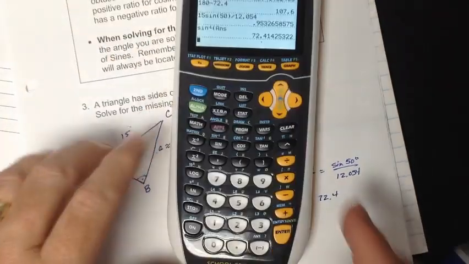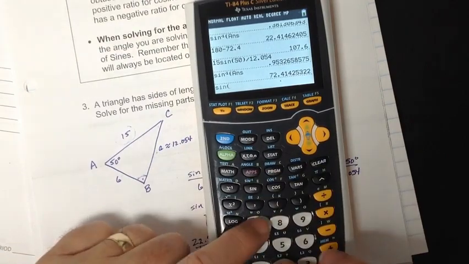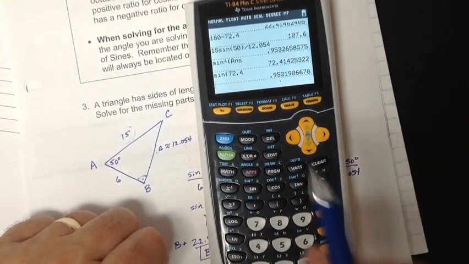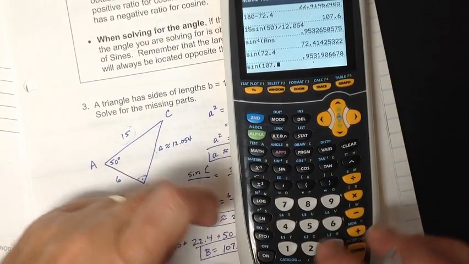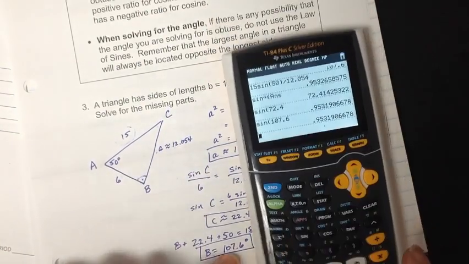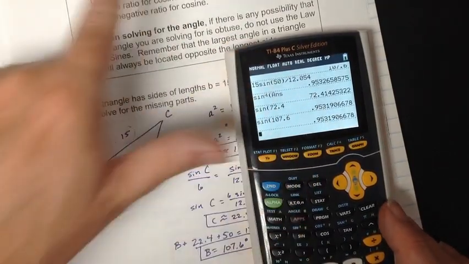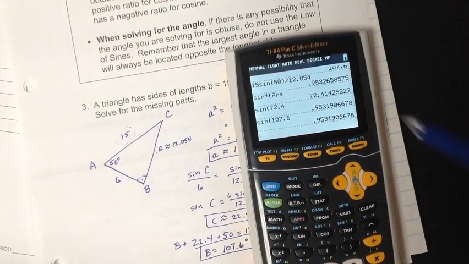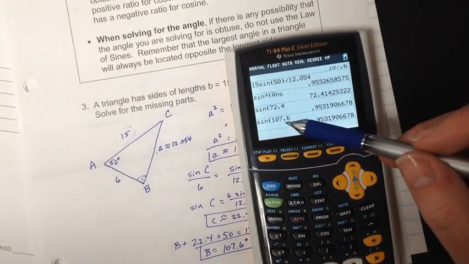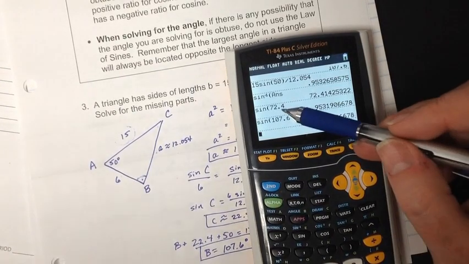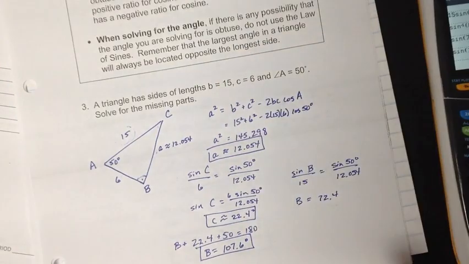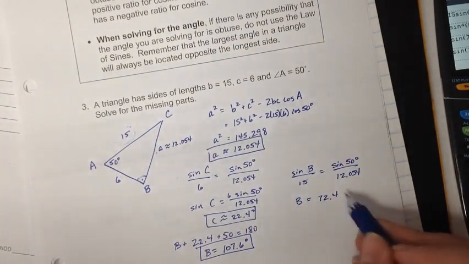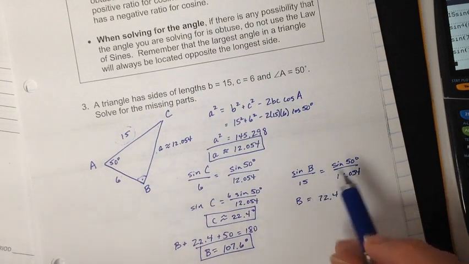The problem is, if I do sine of 72.4, I get 0.953. If I do sine of 107.6, which is what B really is, I get the exact same thing. Because 72.4 is the reference angle for 107.6. This is 180 minus 72.4. That's what it is. All right, so this would have been the wrong answer.